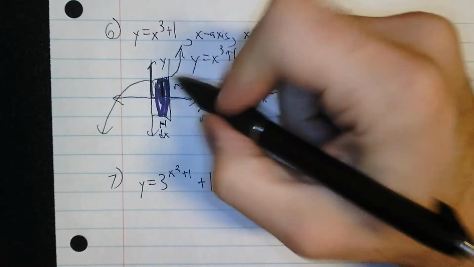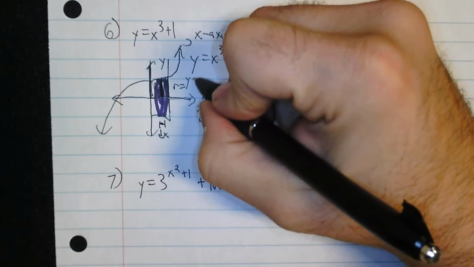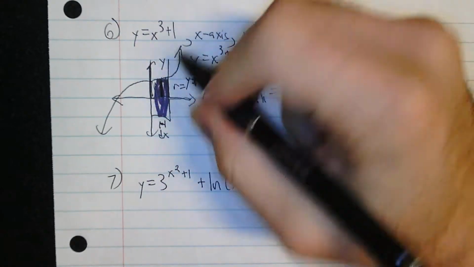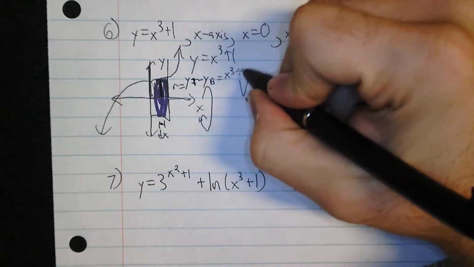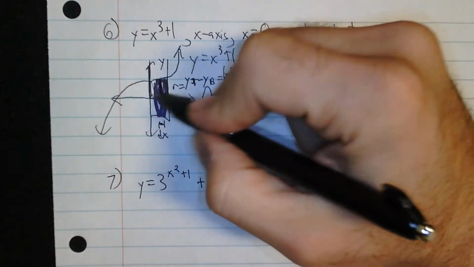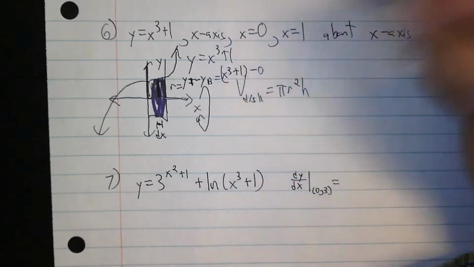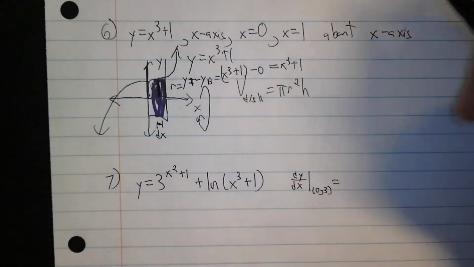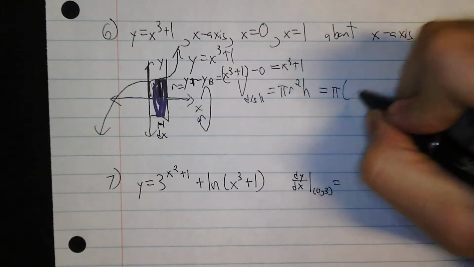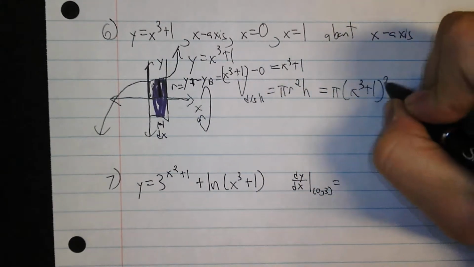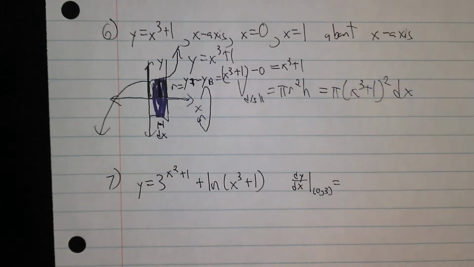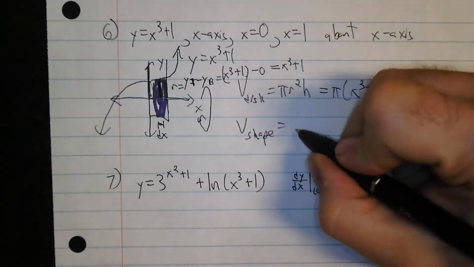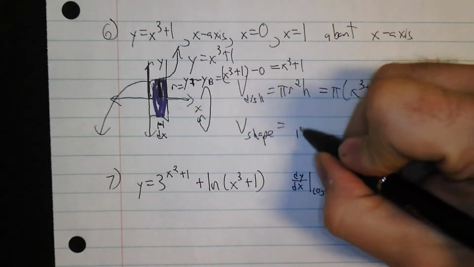So that radius is going to be y top minus y bottom. What's y top? x cubed plus 1. What's y bottom? y equals 0. So this is just x cubed plus 1. Therefore, what we've got here is pi times x cubed plus 1 squared dx. Now we want to get the volume of the shape. So the volume of the shape is this volume of the disk.